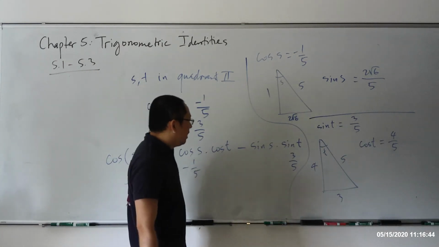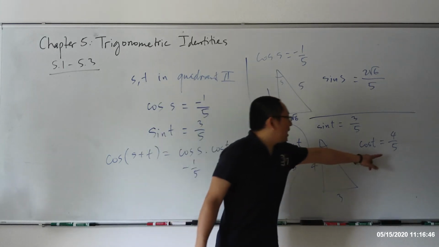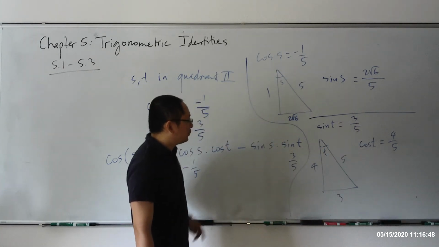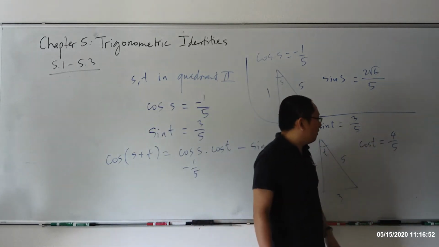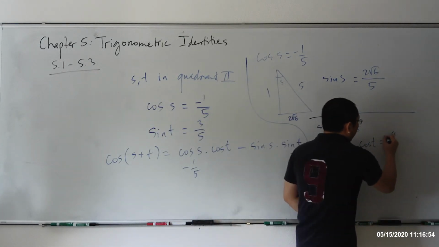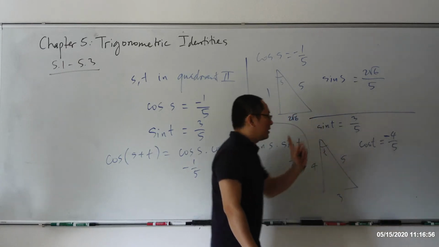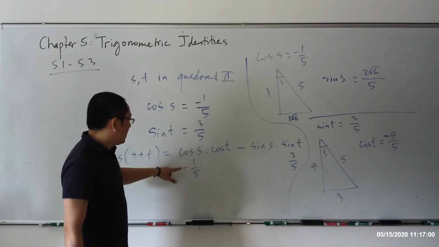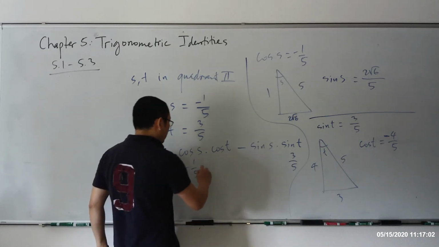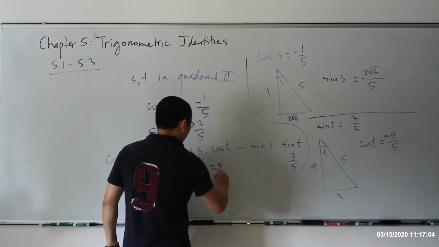Cosine of T. Oh, by the way, is cosine positive or negative? That's important. We forgot it. Quadrant number 2. Cosine of T will not be 4/5. It's going to be -4/5 because it's in the second quadrant. So cosine of S is -1/5. Cosine of T is -4/5.